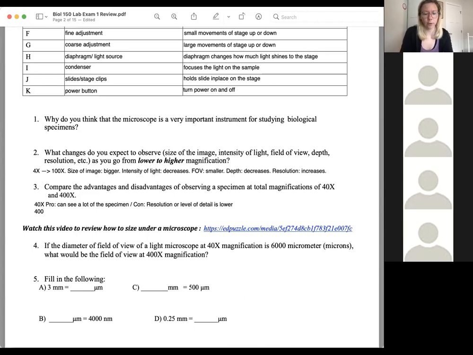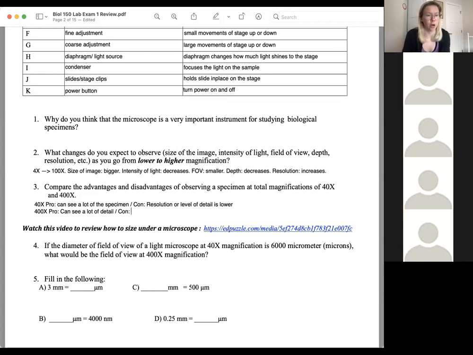All right, and then for 400x, what is an advantage? The advantage for 400x is the opposite. You can see higher resolution and details. However, the con is that you cannot see a lot of the specimen, so the field of view is decreased.